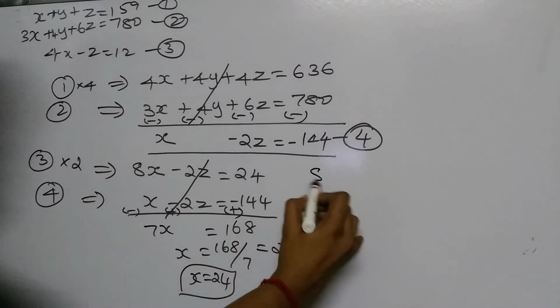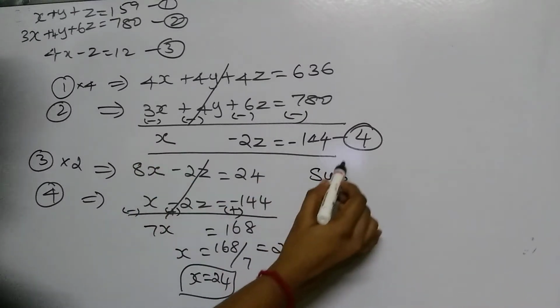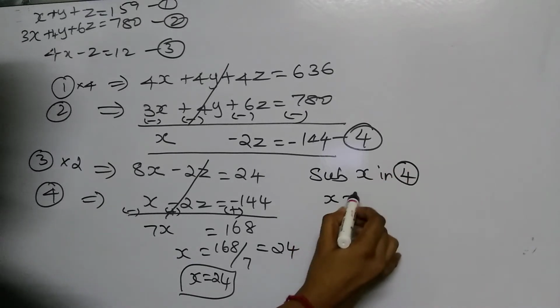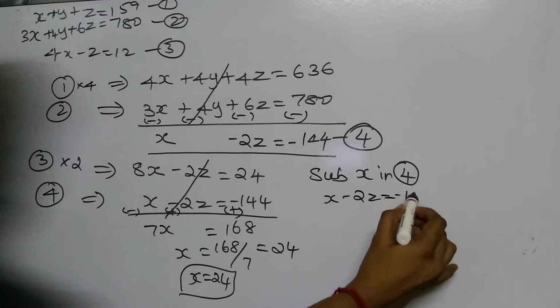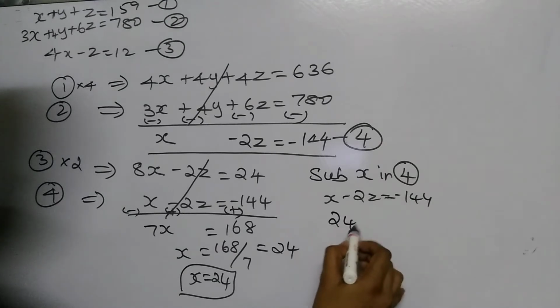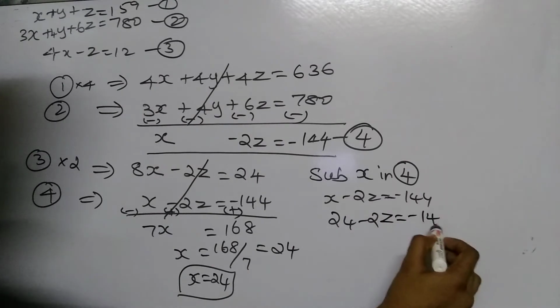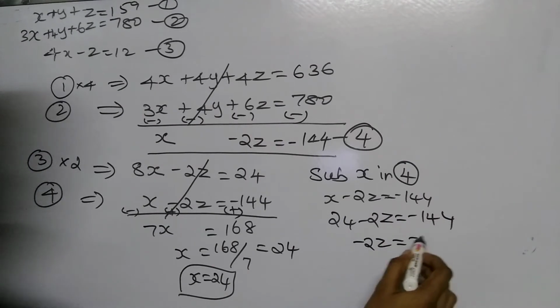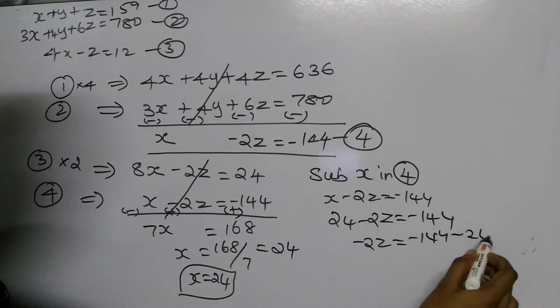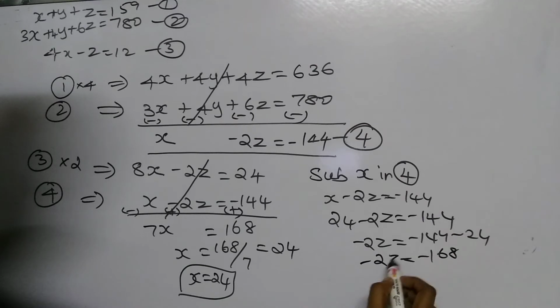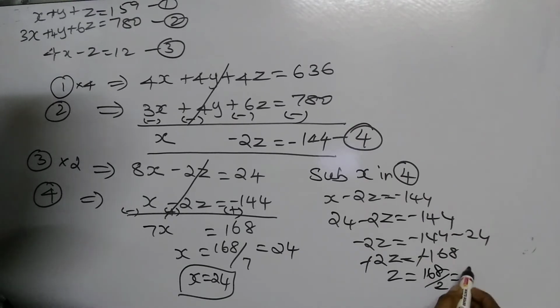From this x, substitute in equation 4. That means x minus 2z is minus 144. That means 24 minus 2z is equal to minus 144. Right? 2z is equal to 144 plus 24, that is 168. So your z is 168 by 2, that is 84. So your z is 84 now.